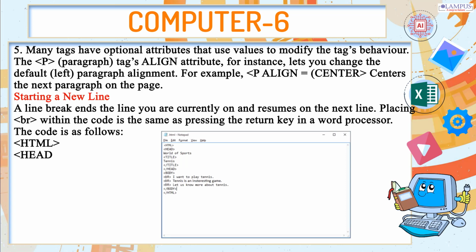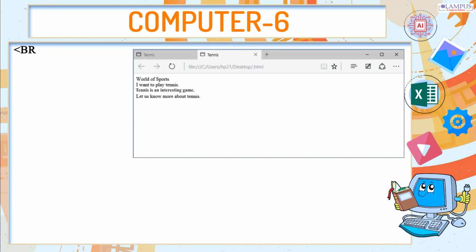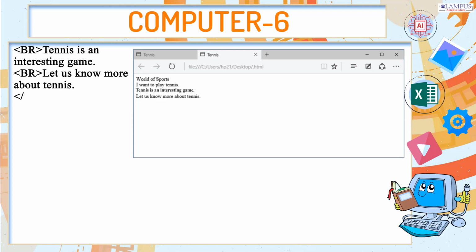<HTML>, <head>, World of Sports. <title>, Tennis, </title>, </head>, <body>. <BR> I want to play tennis. <BR> Tennis is an interesting game. <BR> Let us know more about tennis. </body>, </HTML>. Now, save the notepad file.